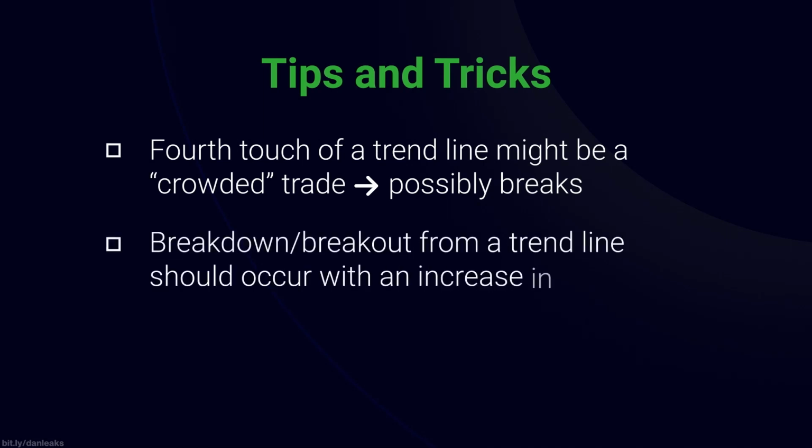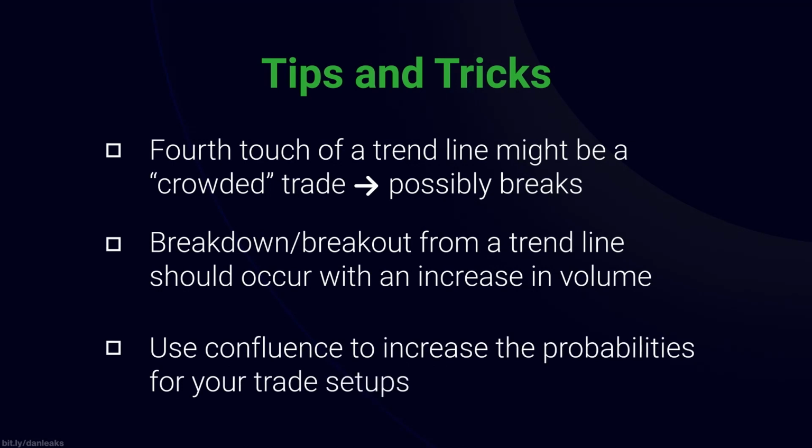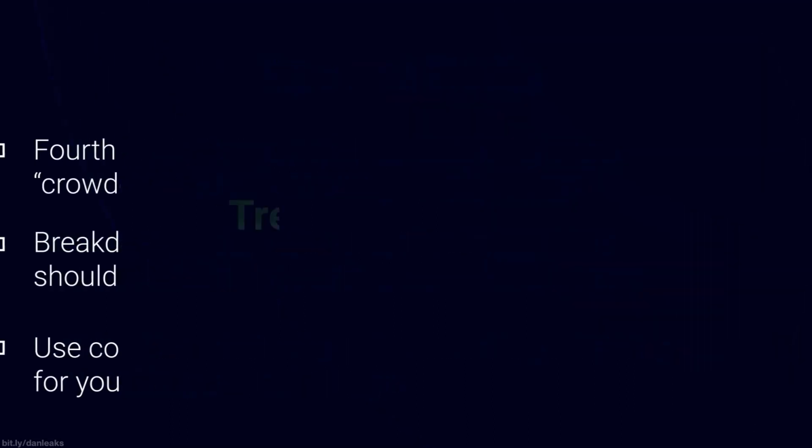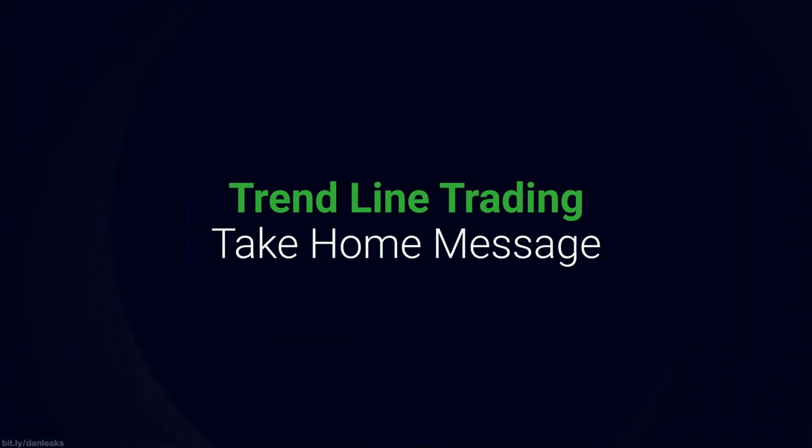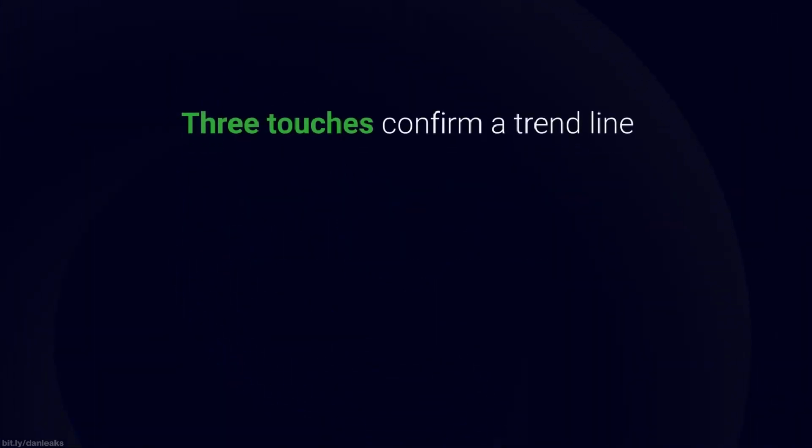A breakdown or breakout from a trend line should occur with an increase in volume. We recommend that you use confluence to increase the probabilities for your trade setups when using trend lines. Here is the take-home message for this module. A trend line requires 3 touches to confirm it.